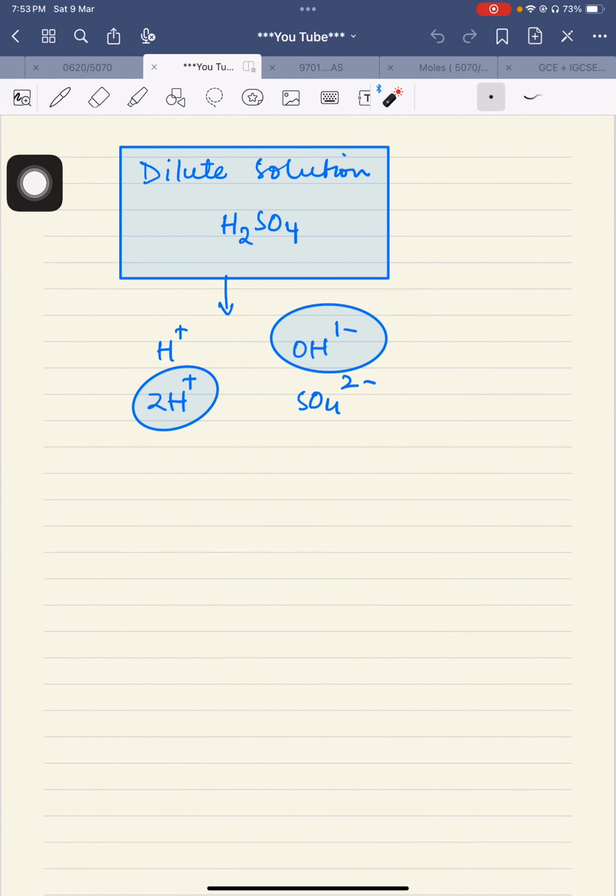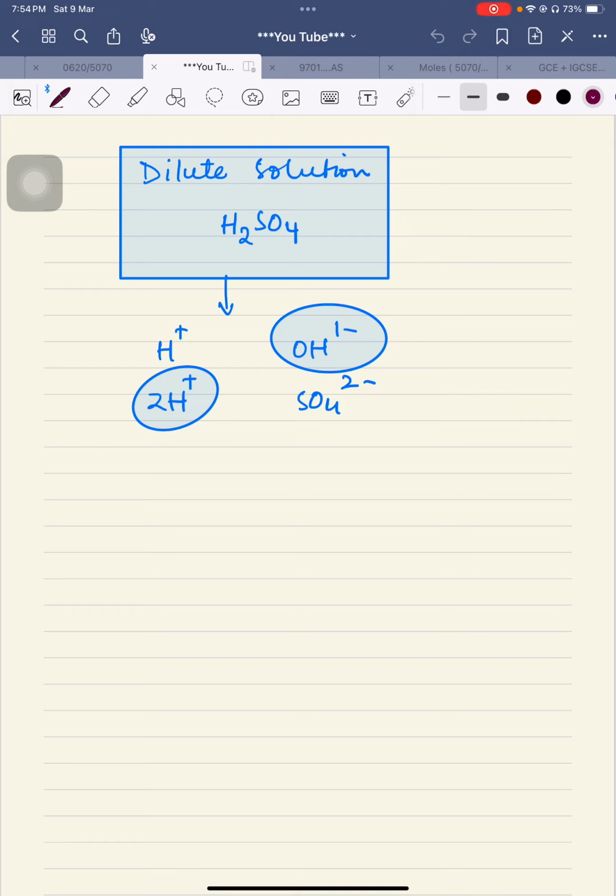Hey guys, welcome back to the concept of electrolysis. We were dealing with dilute solutions of sulfuric acid electrolysis, and I have written here already what type of ions will be formed from sulfuric acid dilute solution. It will be H+ and 2H+ from sulfuric acid, and OH- ions from water, whereas SO4 2- ions are formed from sulfuric acid.